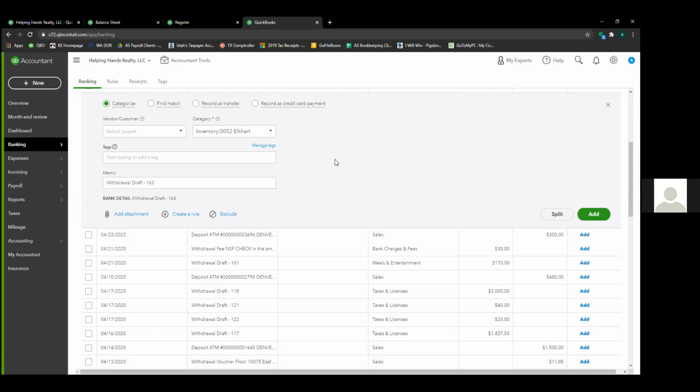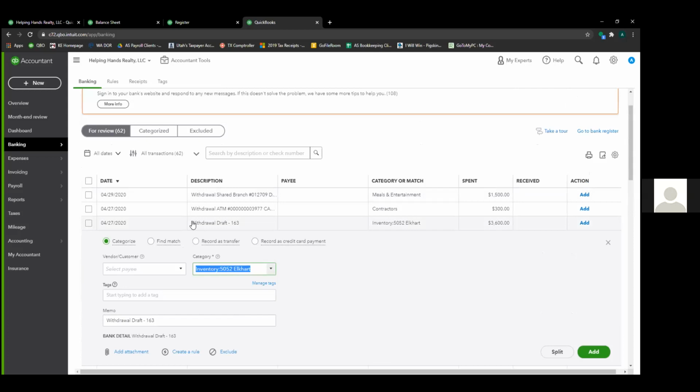Okay, and then the same thing. If say this $3,600 was money to go towards the public trustee, it would still be inventory, but we just change the memo to public trustee, right? Correct. Cool, man. I think I got it. Everything hits inventory with fix and flips.